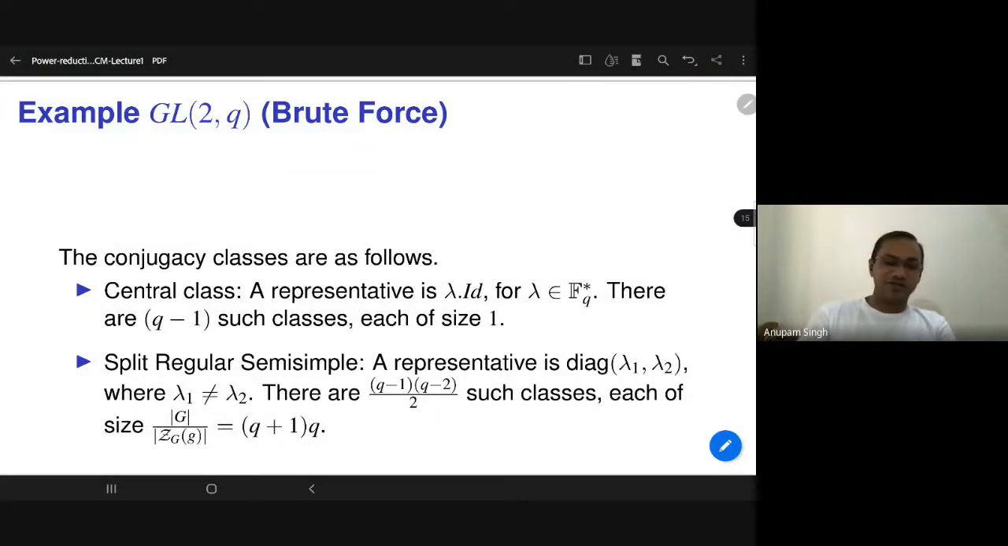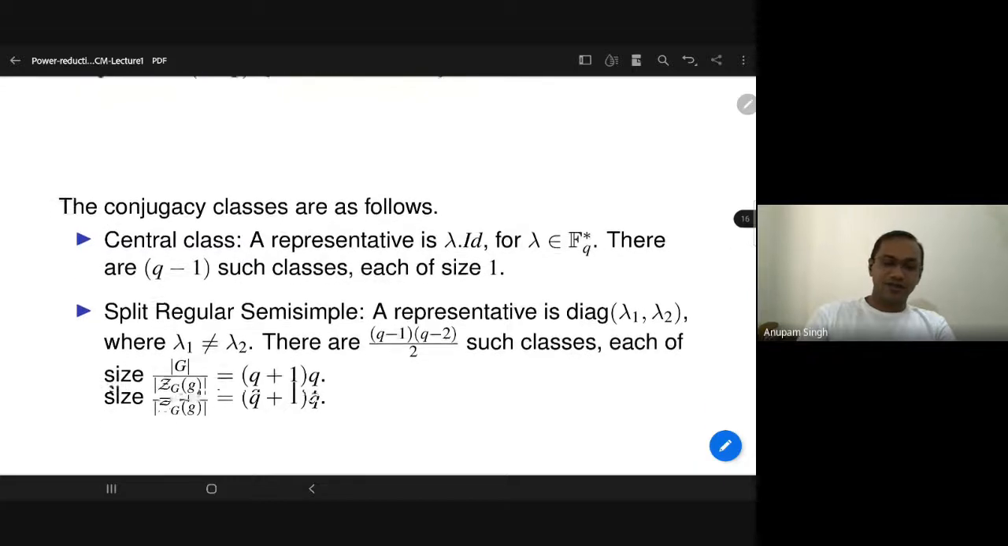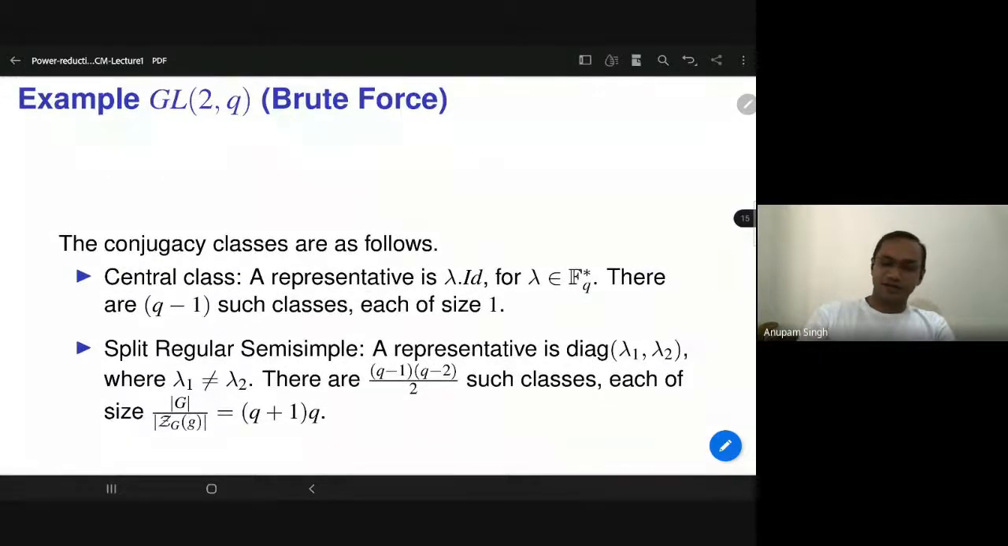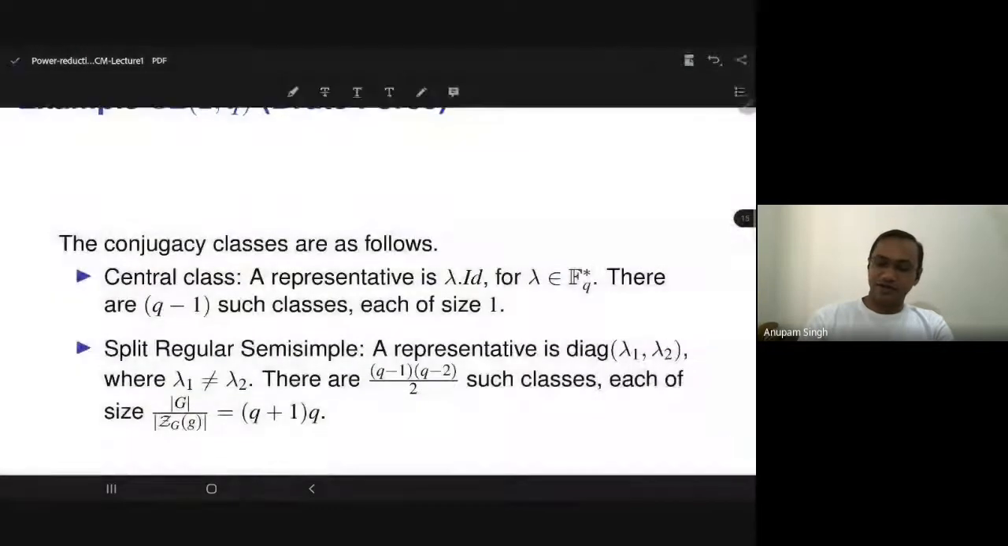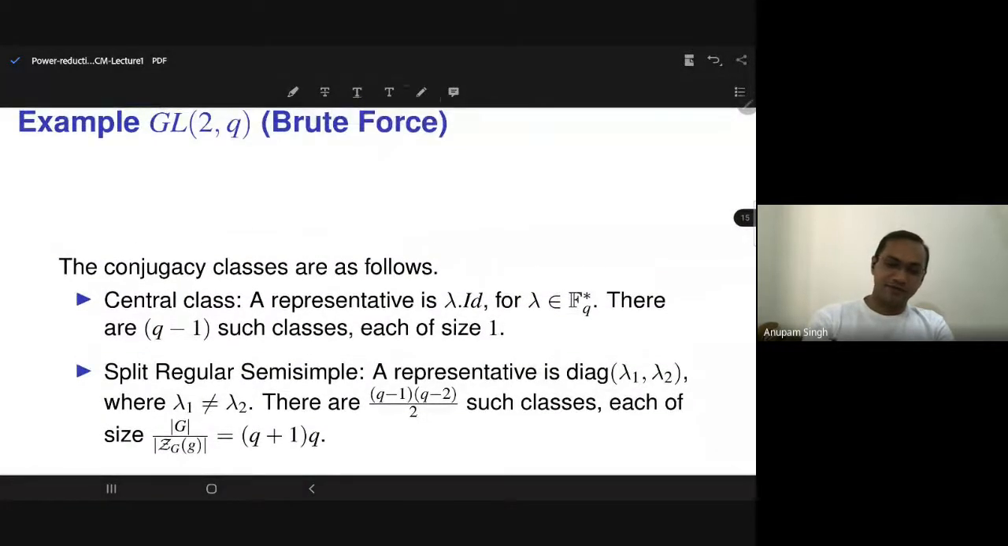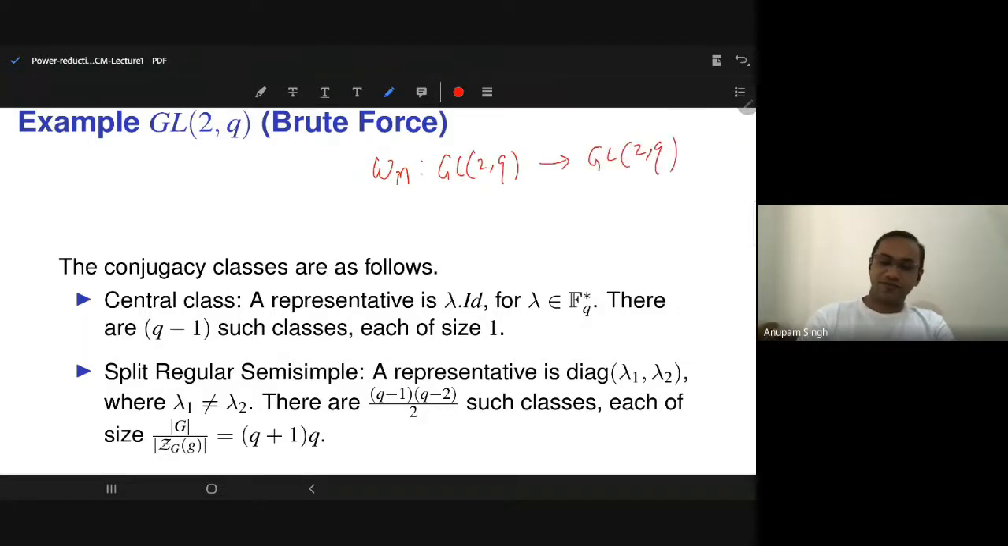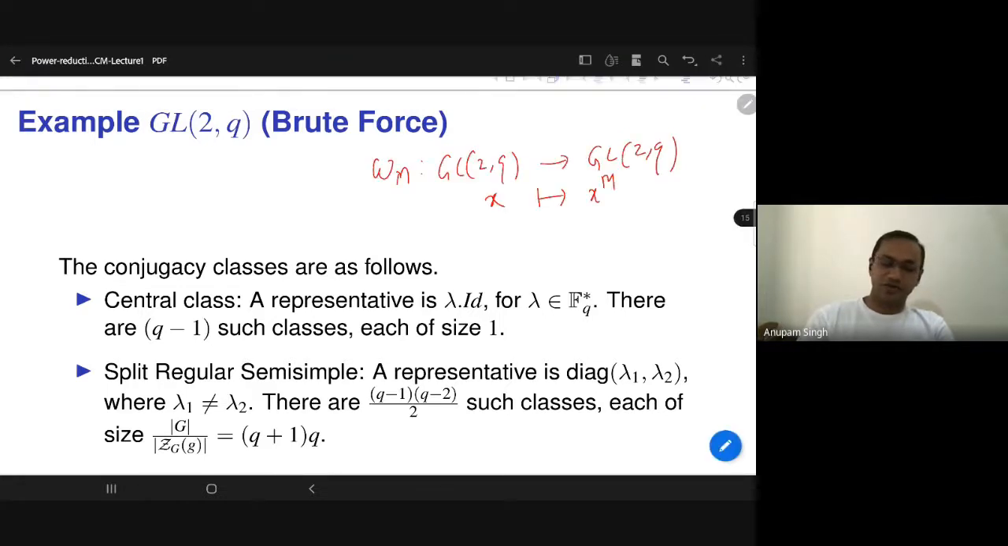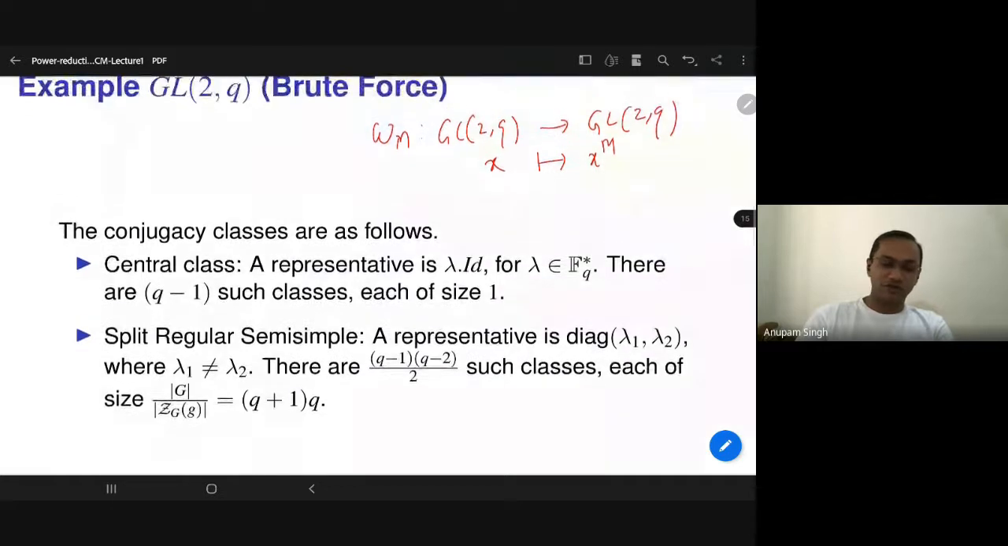So I will work with GL2Q. Remember that we are looking at the power map, Omega m, from GL2Q to GL2Q, which means that it sends every element to its power m. All right. And we have seen that images are closed under conjugacy, etc. So all I need to do is look at conjugacy classes.